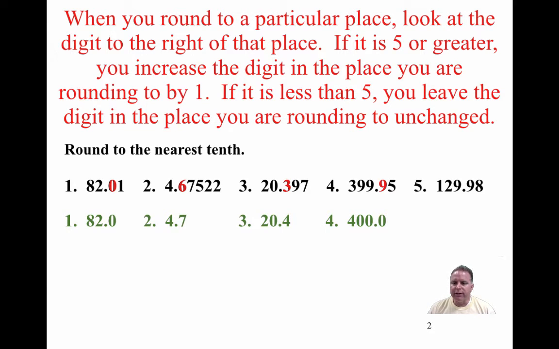Okay, number 5. We have 129 and 98 hundredths. The second 9 is in the tenths place, sorry. And we have an 8 to the right of that. So again, we're going to add 1 and we're going to have to carry. So we'll end up with 130.0. So that's a quick review of rounding. We will be using that for our lesson today. So please try to remember that.